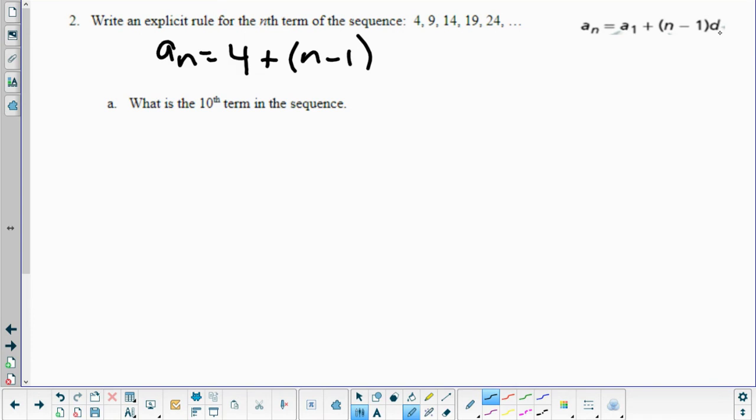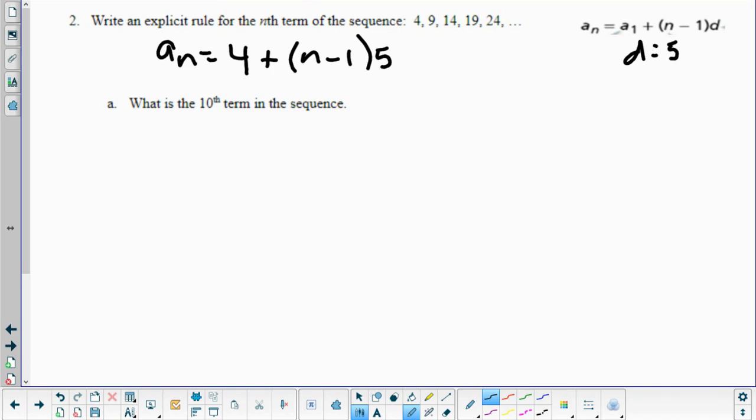And d stands for common difference. So what is happening every single time? Well, in between each one of these, we are adding 5. So our common difference, in this case, is 5. So we're going to multiply this whole entire thing by 5.